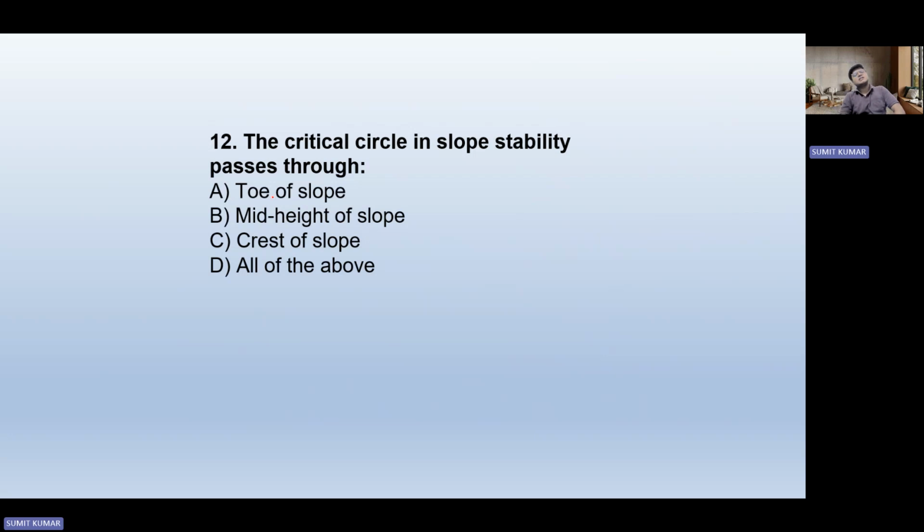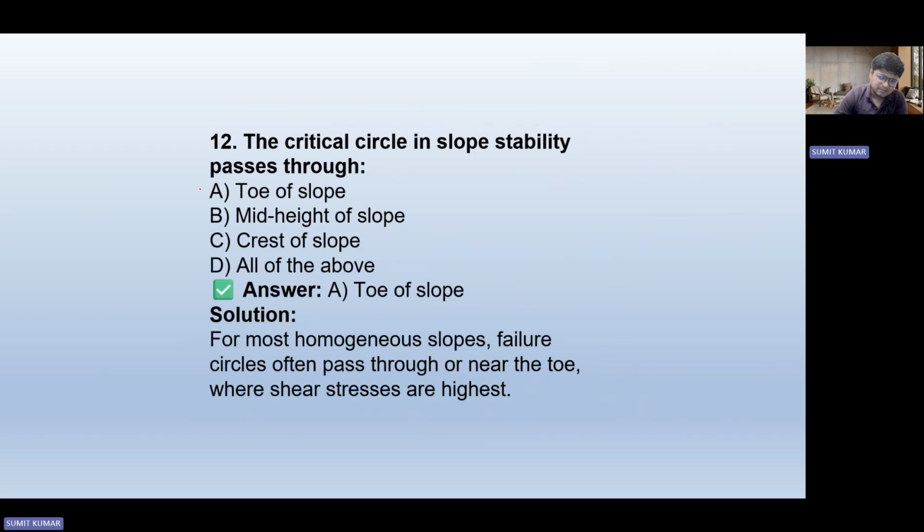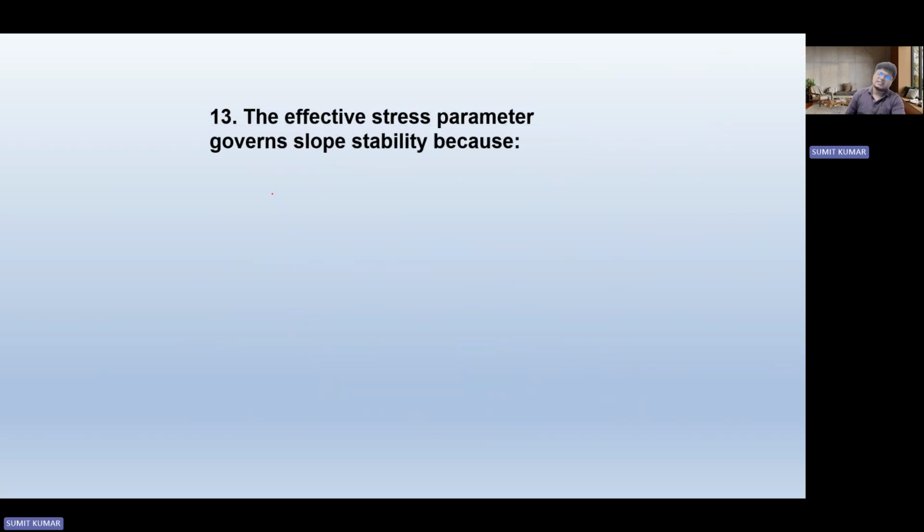Next, the critical circle in slope stability passes through: toe of the slope, mid height of the slope, or crest of the slope. If you remember, all of these could be correct cases, and the critical circle passing through the toe could also be correct. This could also be correct, and this could also be correct, but this is the critical case. Since the critical circle is asked, that is going to be the answer.